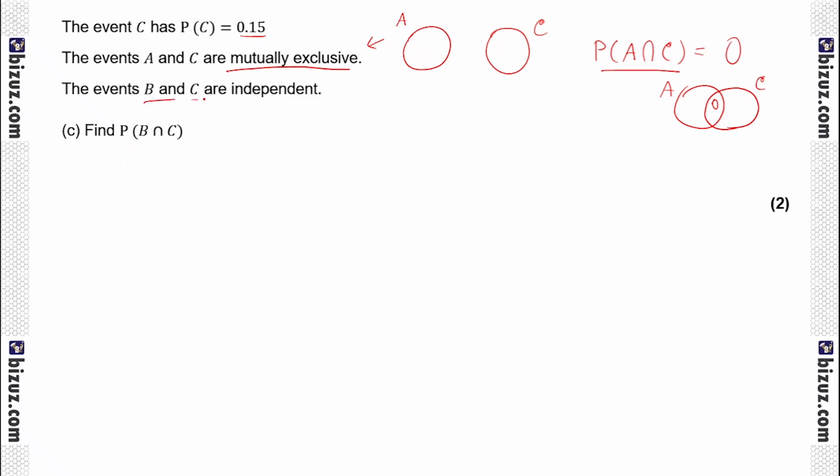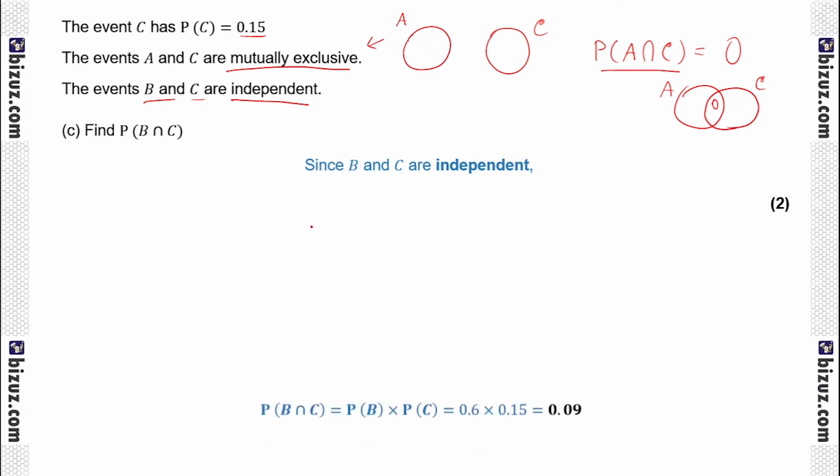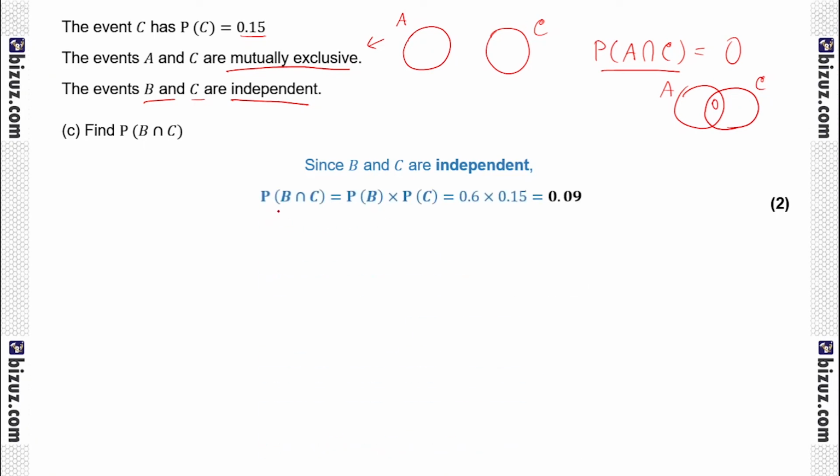But B and C are independent. This information is likely to be more useful than that one. What does being independent mean? There are quite a few interpretations for that, and quite a few results that come from that. But one of those is that the probability of the intersection B intersection C is just equal to the product of their individual probabilities. That is one of the features of independent events.